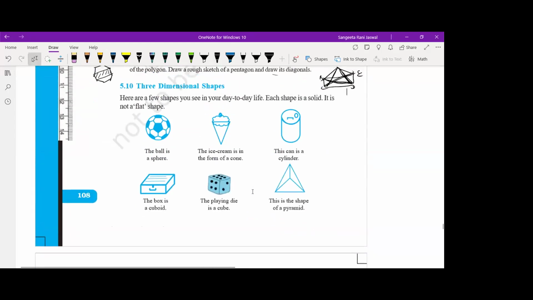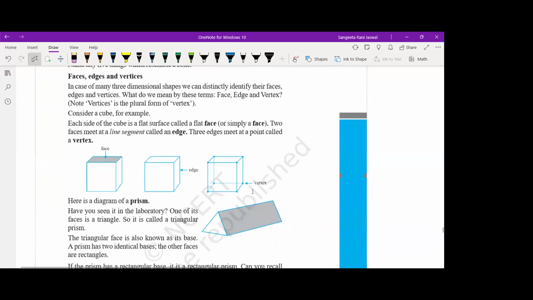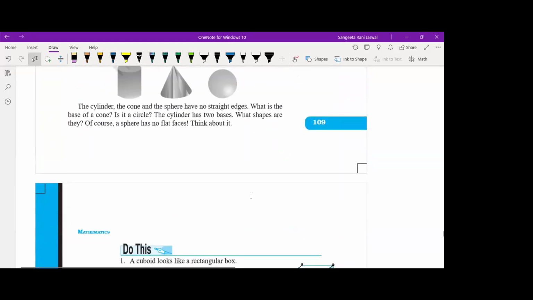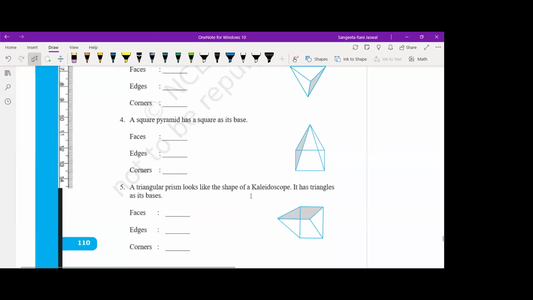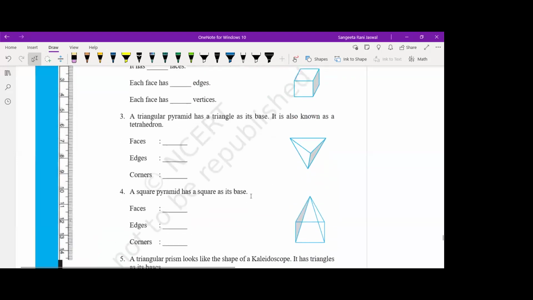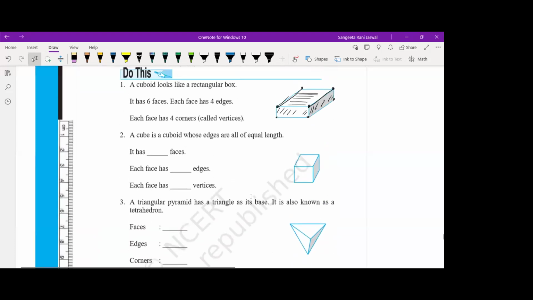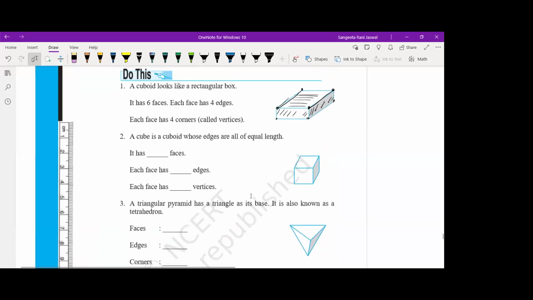Okay, now these are 3D shapes, 3-dimensional. Why do we call it 3-dimensional? Because it has length, breadth, and the third factor is the height. Normally, for square, rectangle, we were just having length and breadth, right? But here we have a height also. Okay. So now the first one is a cuboid.